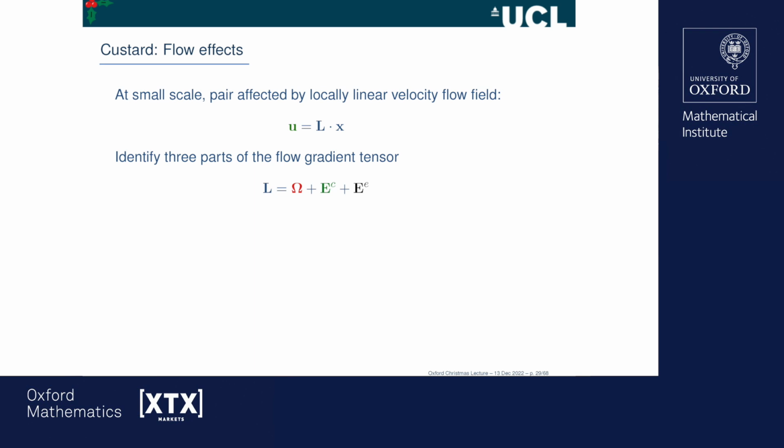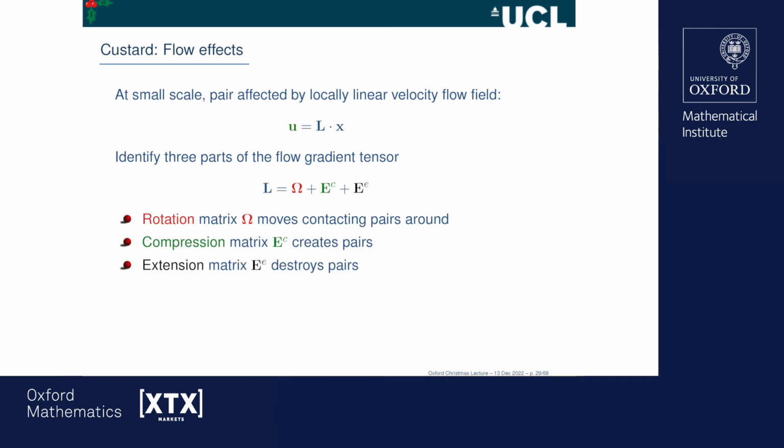Into three components. Omega is the rotational bit, which does everything that goes around. So that's not going to move things in and out of contact. It's going to move them around in a circle. E_C is the compression bit, so that's what moves things towards one another and creates pairs. And E_E is the extension bit, which moves things away from one another and destroys pairs.